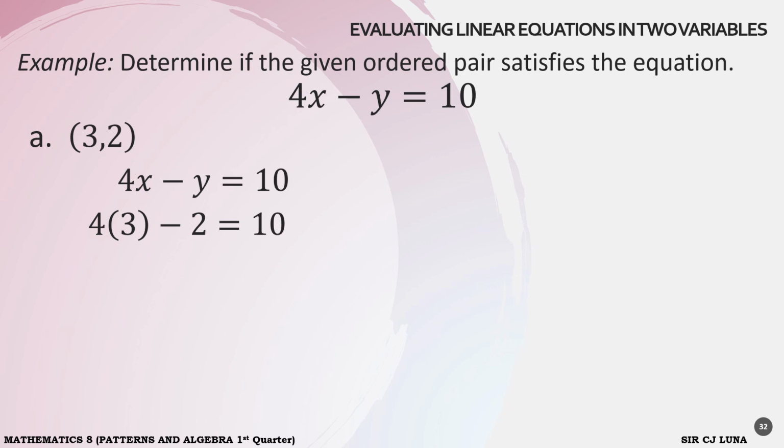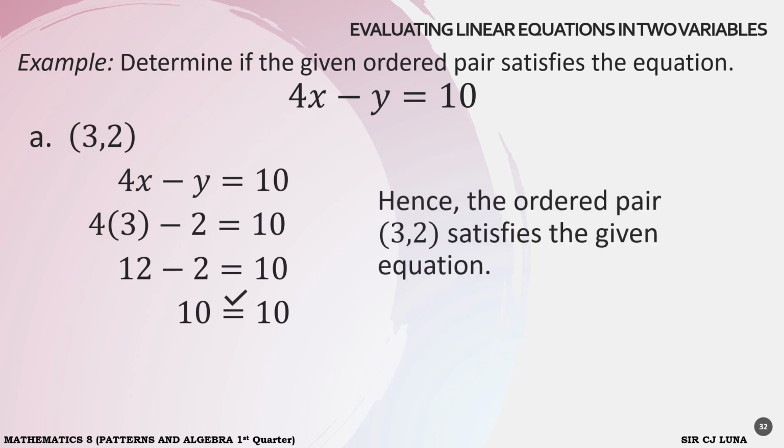And then we will evaluate. 4 times 3 is 12. Minus 2 is equal to 10. What is 12 minus 2? Correct, 10. Therefore, 10 is equal to 10. They are equal. Hence, the ordered pair 3, 2 satisfies the given equation because we got the same answer. We got equal answers.